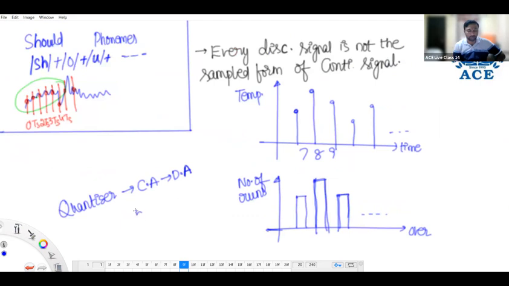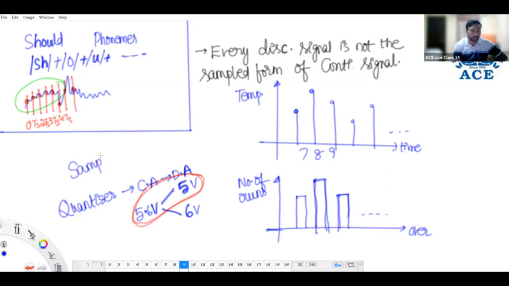Suppose at a particular sample you got an amplitude like 5.6 volts. It may be truncated as 5 volt or rounded off as 6 volt. By this process, we are losing some information. That is what is called quantization error in communication. To reduce that problem, we increase the number of levels.